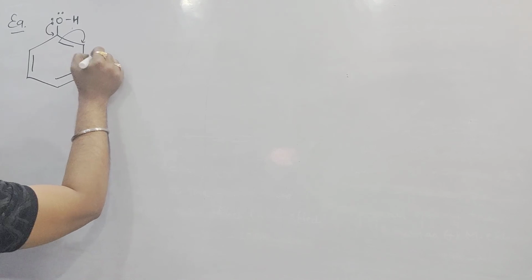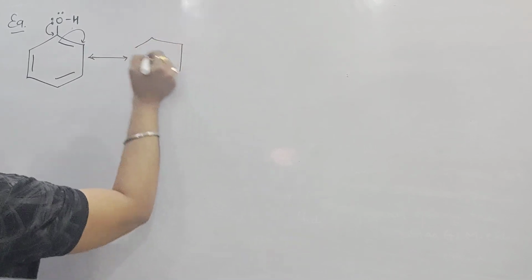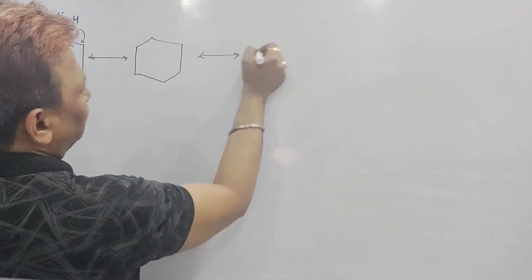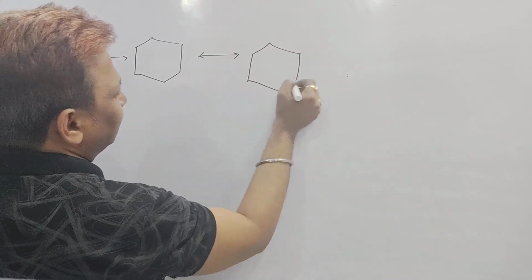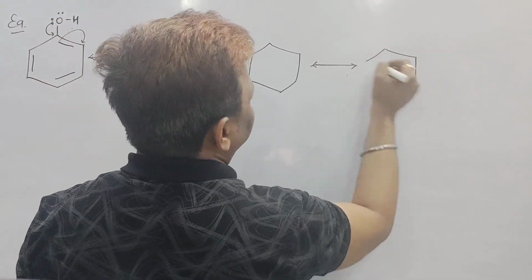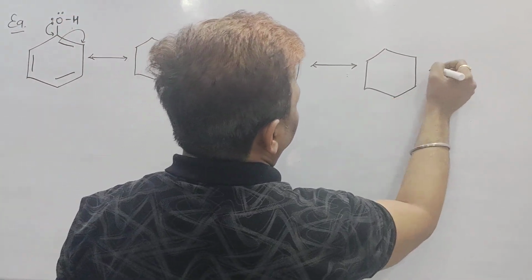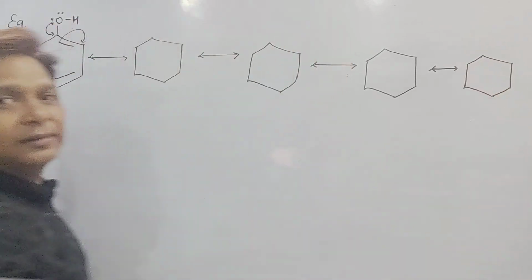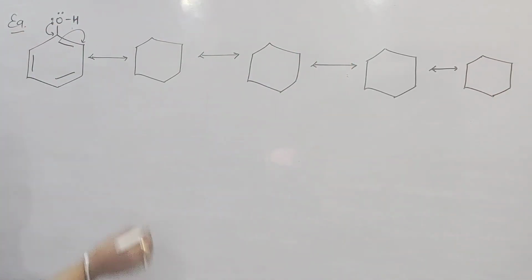When it is going to shift here, I will draw the resonance structure of it. See beta, the number of resonance structures I am going to draw will be 5, because we are going to get only 5 resonating structures of phenol. See how the 5 resonating structures will work out.